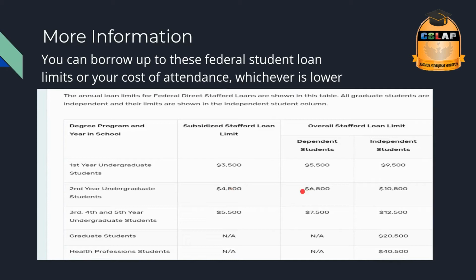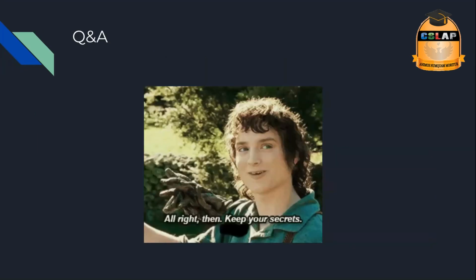Now it says here for graduate students, even though it clearly states that this is all over here, let's say you're capable of getting $20,000. If you're going into medical school, veterinary school, other areas within the health profession, you can get up to $40,000. For questions, feel free to email me or contact me on the CSLAP official website.